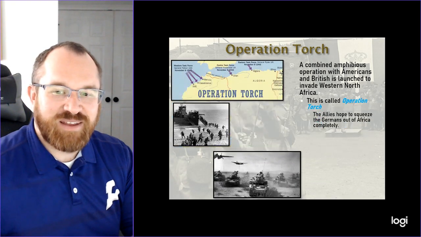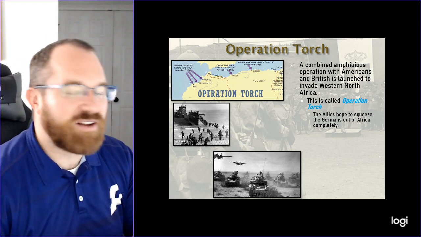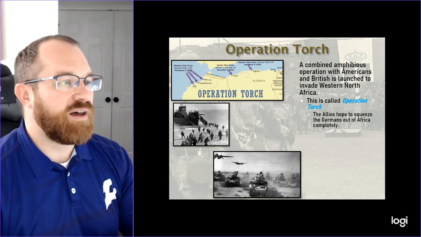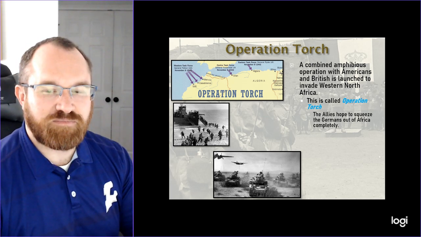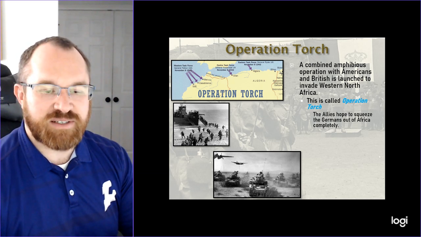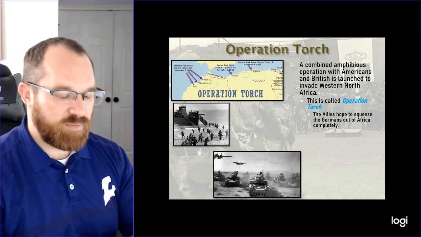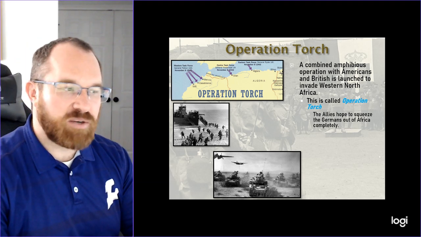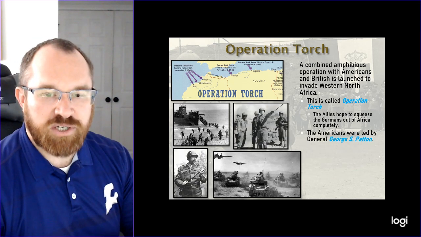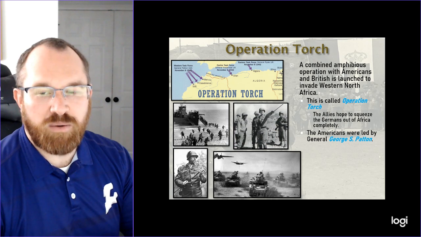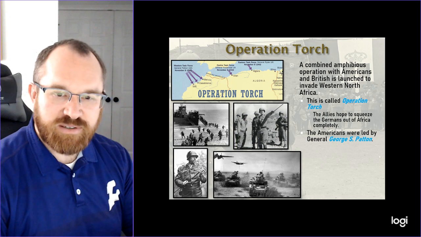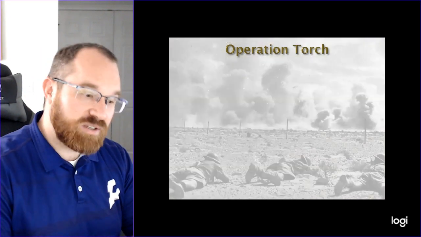There's actually a combined American and British attack called Operation Torch. We're on the west side of North Africa. They land all along the coastline and form up to attack the Germans and the Italians from the west. So you have Montgomery pushing in from the east, from Egypt, pushing Rommel back, and then you have the Americans under the command of General George S. Patton pushing in from the west. The idea was to squeeze Rommel and the Germans out of Africa completely, which they eventually do.